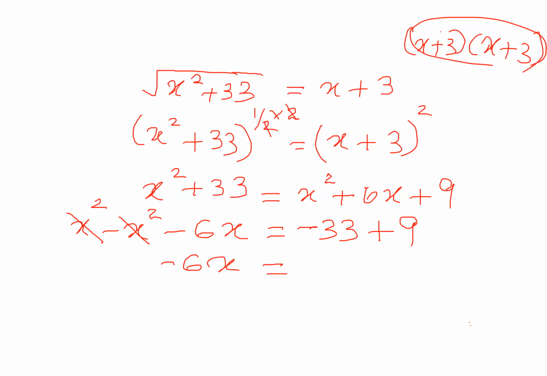On this side, deducting 9 from 33 gives 24, with the sign negative on the other side. So to get the value for x, we divide both sides by minus 6. The minus signs cancel, and on this side we get plus 4. Then x equals 4.